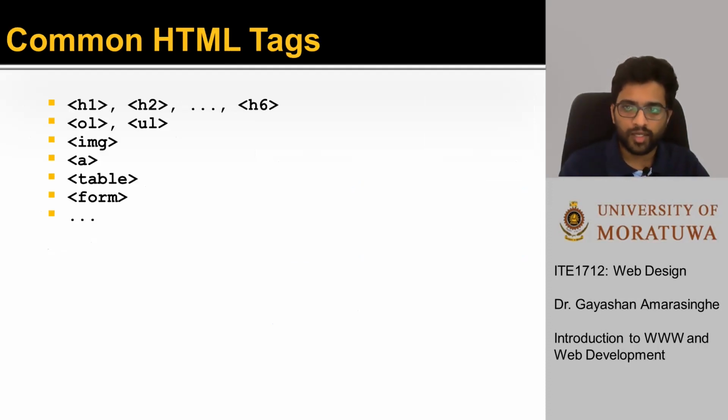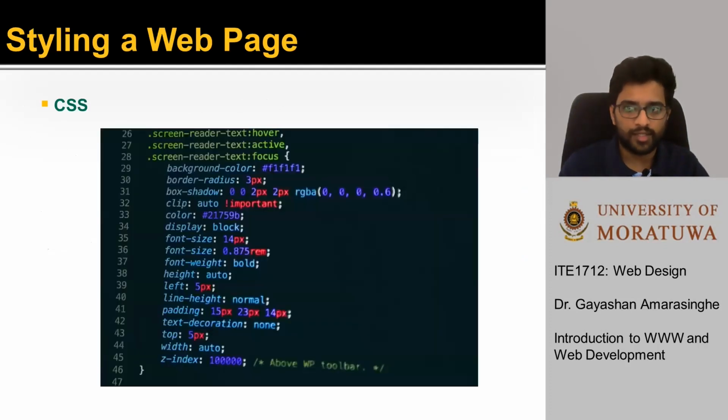Here are some of the common HTML tags that you can use. You will learn about these HTML tags in coming weeks. They provide various functionalities that you can use in complex web applications. Now that you have the structure, the next step is to add some style to this web page. You can do this using CSS, or cascading style sheets. This is what this would look like.